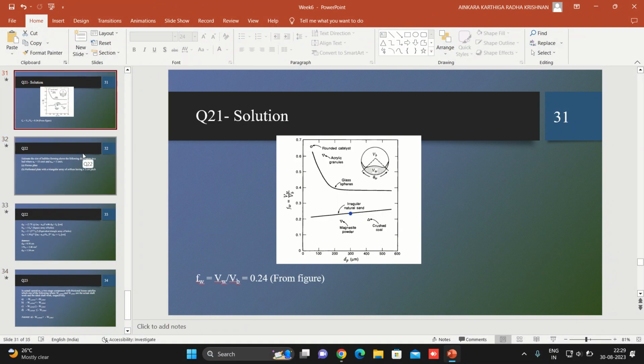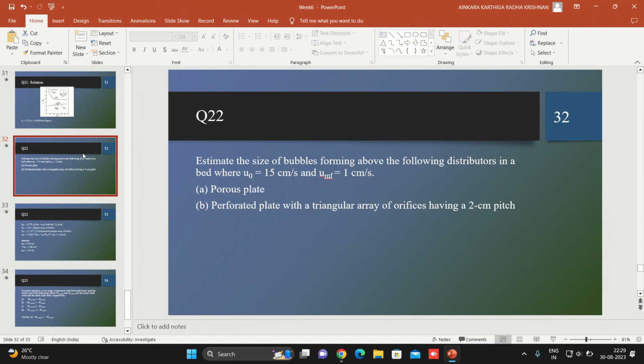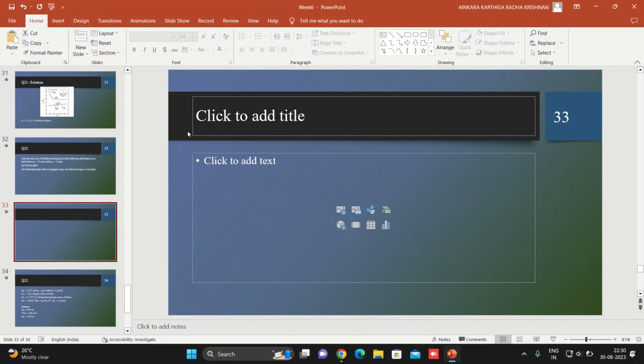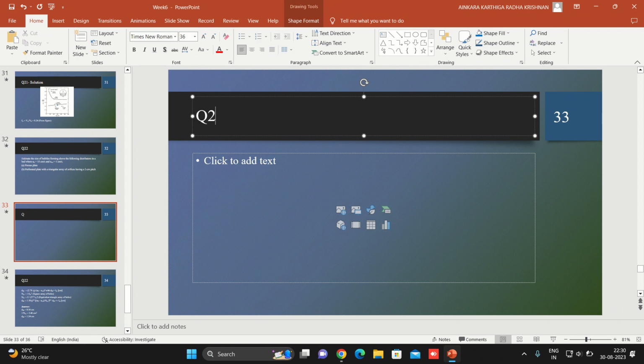Now we'll come back, we'll go to question 22. In question 22, it is asked that estimate the size of bubbles forming above the following distributors in a bed where U naught is 15 centimeter per second and UMF is 1 centimeter per second. So the first one is porous plate and the second one is perforated plate with triangular array of orifices having 2 centimeter pitch. So first what should we do? We should write given things.